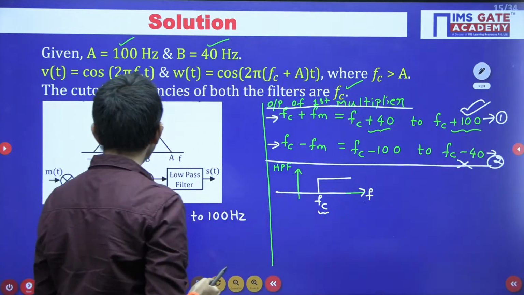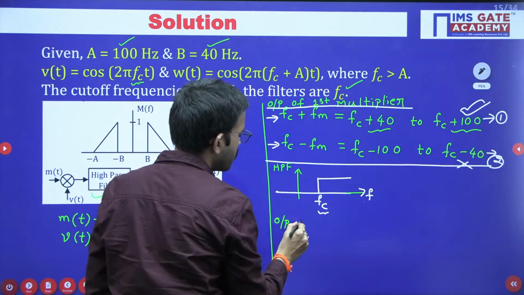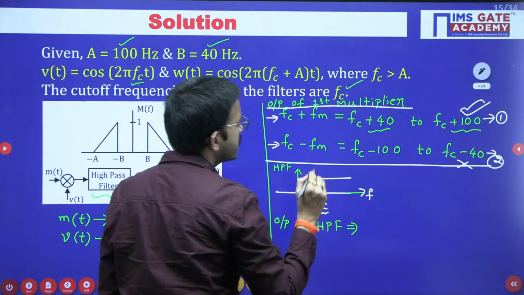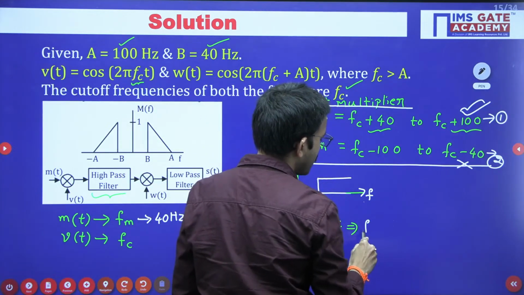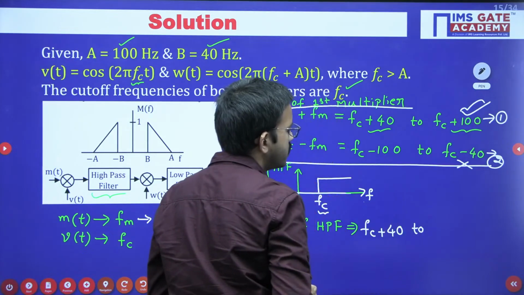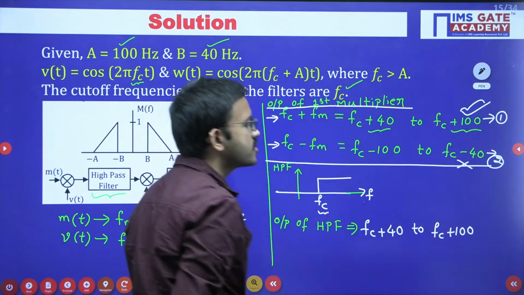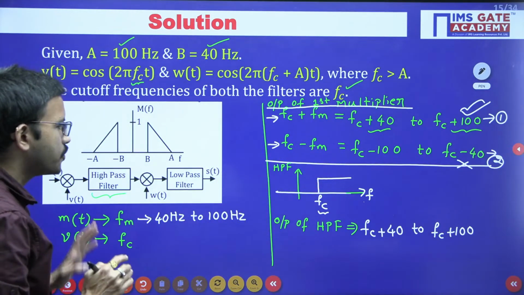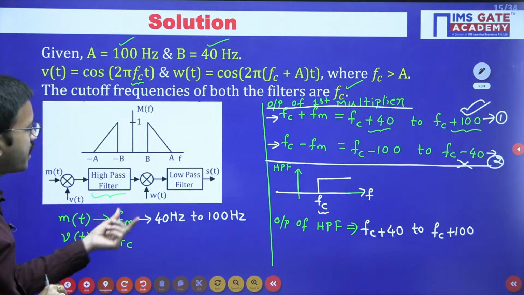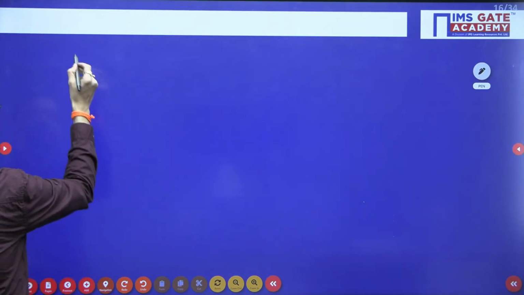So at the output of the high pass filter, we are getting only this range of frequencies: Fc plus 40 to Fc plus 100, right? Now this is one of the signals for the second multiplier, and the other signal is w of t. Just for understanding, I will write here.